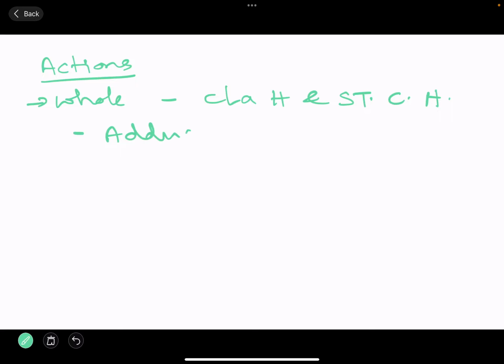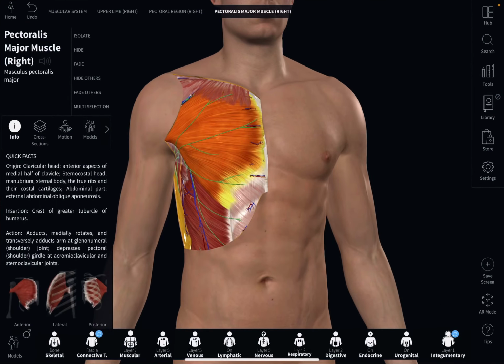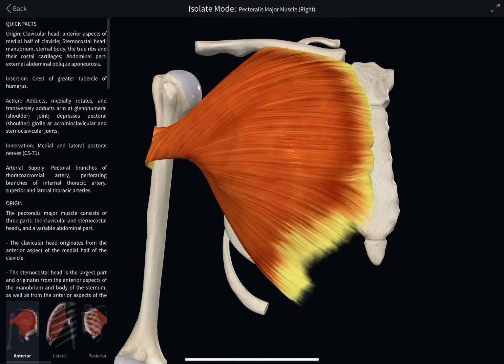Now the whole muscle, meaning both the clavicular head and the sternocostal head, is acting. The entire muscle is acting together. It causes adduction and medial rotation of the arm. So you can imagine this muscle, the pectoralis major, getting shortened.